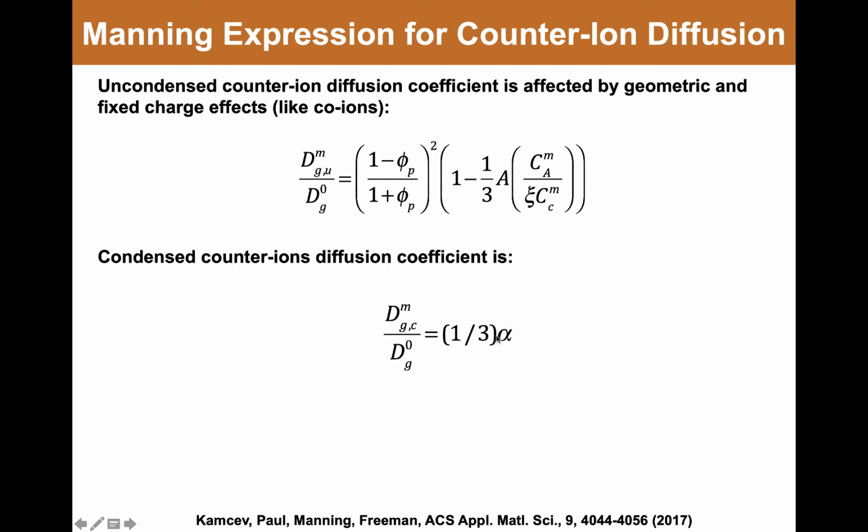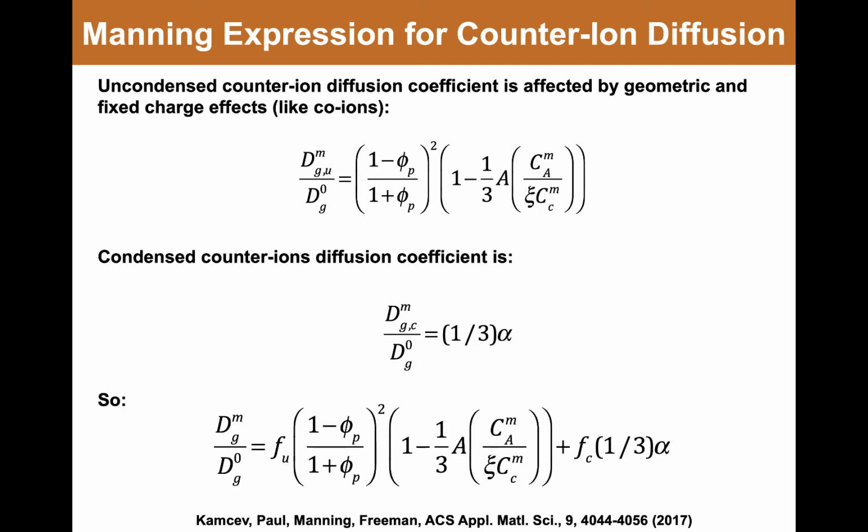And so we expect this parameter alpha to be less than 1, and that would just reflect that the condensed counterions moving along the membrane were slowed down by the fact that they were condensed onto the membrane. And so the final expression for the counterion diffusion through the membrane is just the sum of the expressions for the uncondensed counterion diffusion coefficient and the condensed counterion diffusion coefficient, and then the fraction of each one.